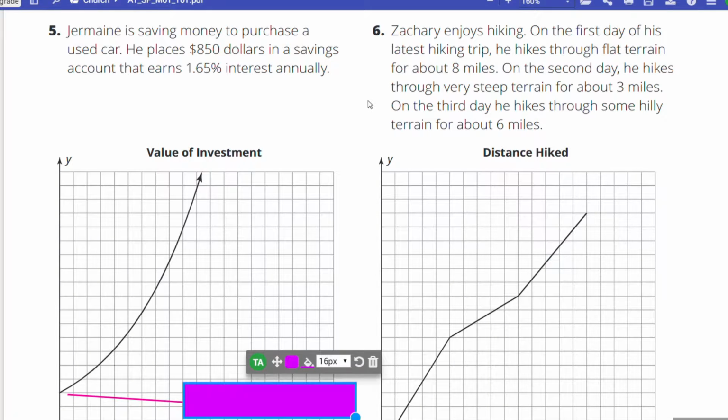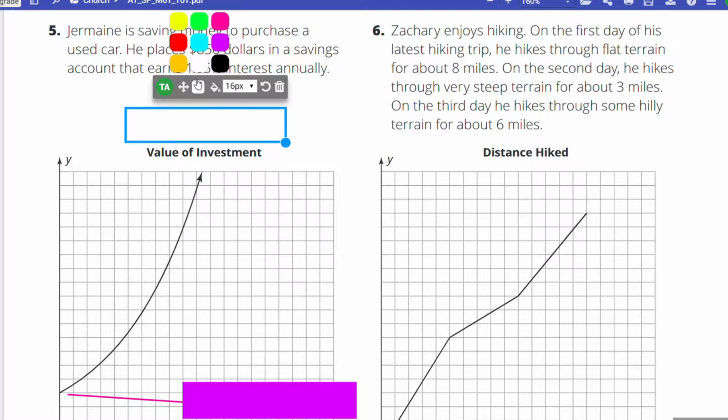Next problem, it says Jermaine is saving money to purchase a used car. He places $850 in savings, and the account earns 1.65% interest annually. So this one doesn't have a unit rate per se, and I think the main reason for that, when we think about it, is because it is an exponential function.